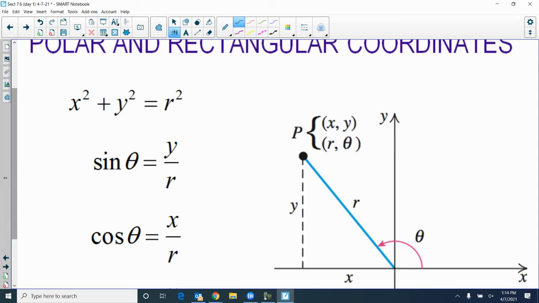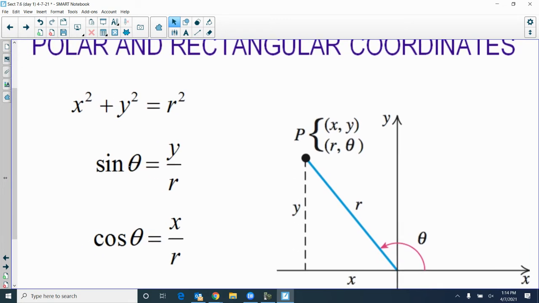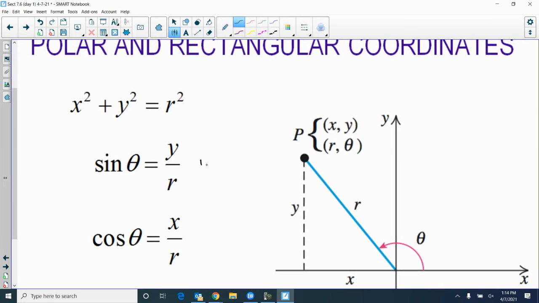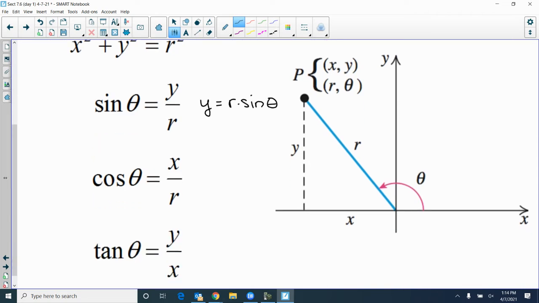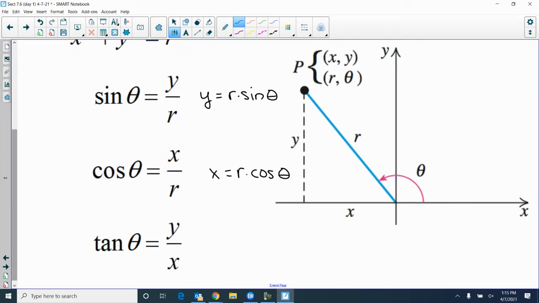That's that next picture down. So x squared plus y squared equals r squared. I think we agree with that. Sine of theta equals y over r. That means that y equals r times sine of theta. Because if you think about it, that doesn't have to be the reference angle. We can use the actual angle because that'll give us the signs we need. And that also means that x equals r times cosine of theta. Tangent of the angle is equal to y over x. So all our right triangle trig applies.